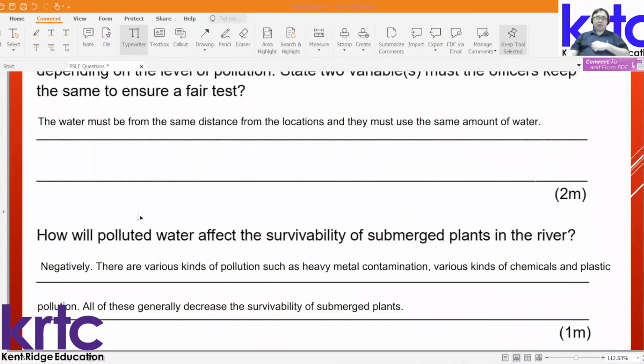How will polluted water affect the survivability of submerged plants in a river? Negatively, that's the one-word answer. But basically, there are many different kinds of pollution. Heavy metal contamination, chemical pollution, plastic pollution, even runoff can be very dangerous. If, let's say, it's something like an industrial-sized chicken farm, even if you have fertilizers or animal feces being put into the water, even if in theory it would sustain vegetable life, it's actually very, very dangerous and very harmful for the submerged plants.